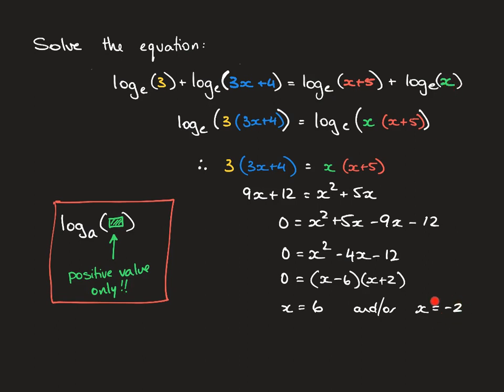We then check with -2, and this could be problematic, might not be. So 3 times -2 is -6, plus 4 is -2, and we've already got a problem with this one. If it's -2 in here, that still gives us a positive number, but we also can't have -2 in here. So all we need is for one of these logs not to exist, for this to be an invalid solution.